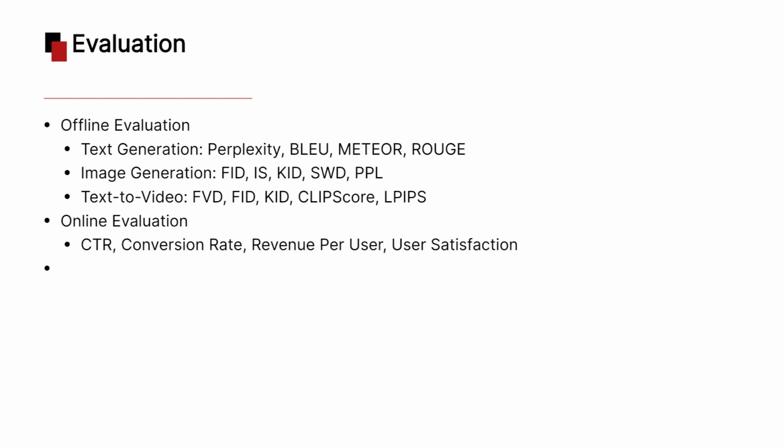Online evaluation happens in real-world scenarios, usually via A/B testing. Here, we measure business and user-centric KPIs: click-through rate, conversion rate, revenue per user, and user satisfaction. The goal is a balanced approach. Offline metrics help us iterate faster without user impact, while online metrics confirm real-world value and ensure the model benefits both users and business objectives.